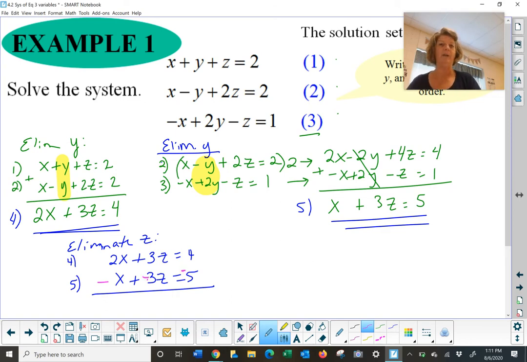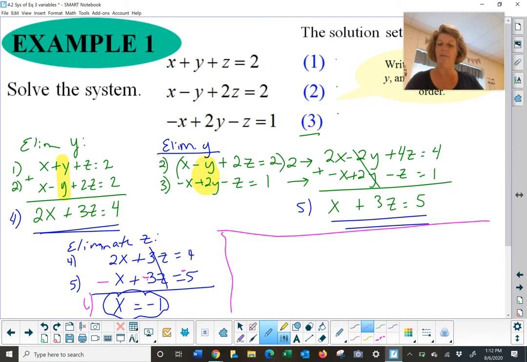You may want to write your stuff all over again to give you a better note progression. Now let's add vertically. 2x minus 1x equals 1x. The z's are gone, and 4 minus 5 equals negative 1. We got one of our answers. This is fantastic. I think of this as equation 6, and I've hit the bottom of the well, and now I need to climb back up and out of the well.